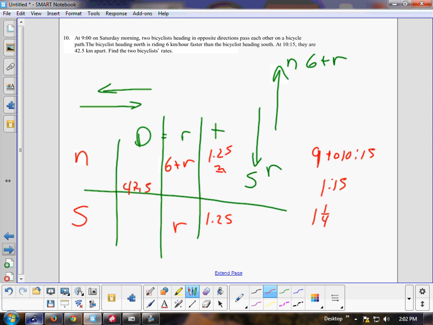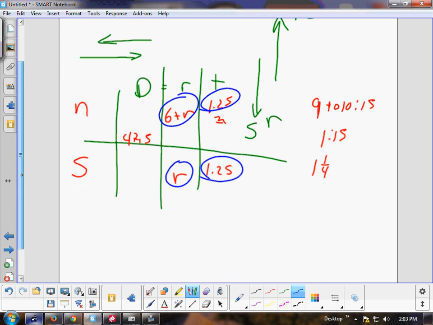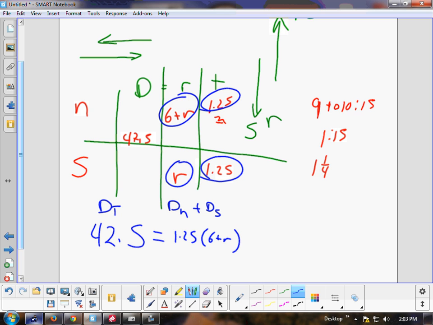Okay, so how do we figure this out? Well, we use the dirt table. Sorry for the messiness of this one. I might have to retape this, but we'll see. We're going to multiply this times this, and this times this, and they both have to add up to 42.5. So 42.5, the total distance, has to equal the distance of the north plus the distance of the south. So that would be 1.25 times (r + 6) plus 1.25 times r.